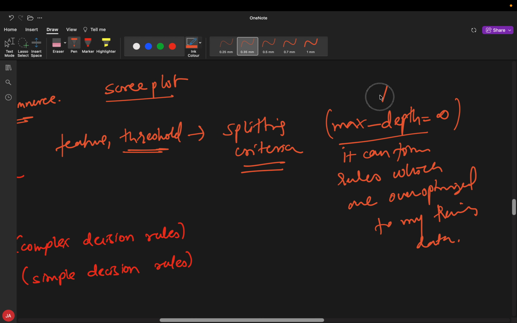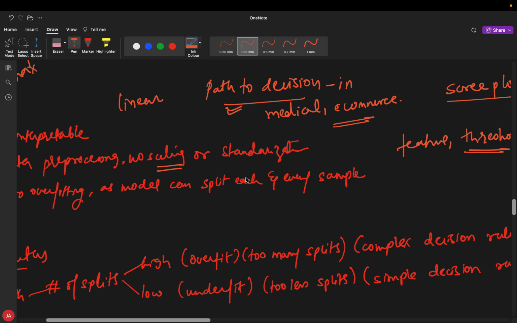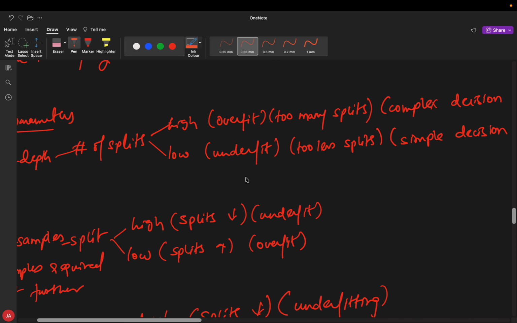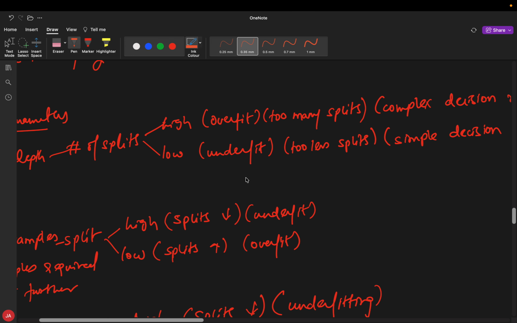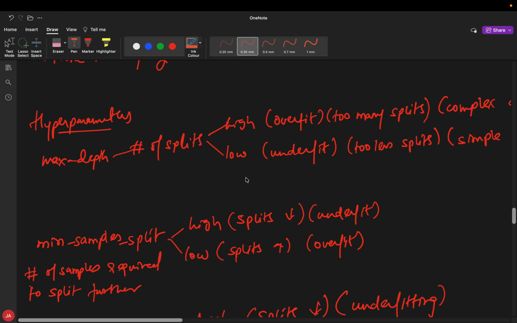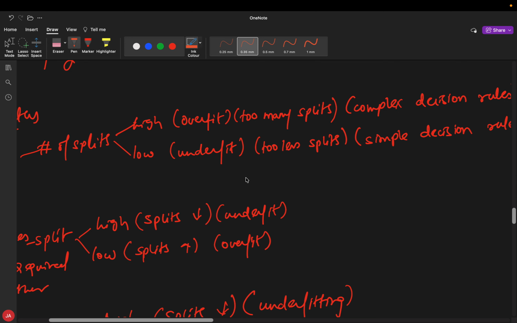So we need to control this hyperparameter in order to control the depth of the tree and the splitting criteria. Else the tree would grow too high. If the tree grows too much, it would be an overfitting situation. Max depth, number of splits: high would result in overfit, low will result in underfit. Okay, complex and simple decisions.